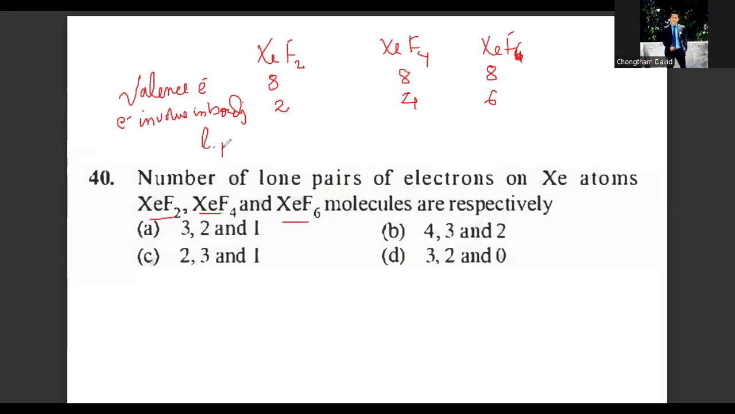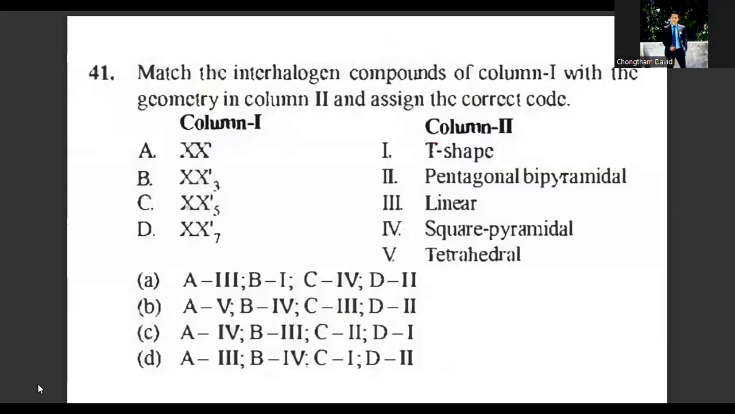So how many lone pairs of electrons are left? 3 here, 2 here, then 1 in this case. So 3, 2, 1. The question is asking the number of lone pairs of electrons on xenon in this compound. 3 to 1. A is the answer for question number 40. I hope it is understood. Good. Let's read question number 41.